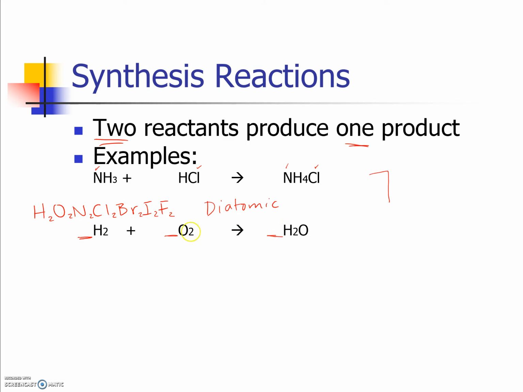I have 2 oxygens. The only place I can put a number is in front, so I'm going to put a 2 here. Now I have 2 oxygens and 2 oxygens, but what happened is I changed this. So we've looked at polyatomics, and we are all okay with this idea that if I have something like AlNO3, 3, that this 3 distributes. Well, this 2 here distributes the same way. So now I have 2 times 2, or 4 hydrogens.